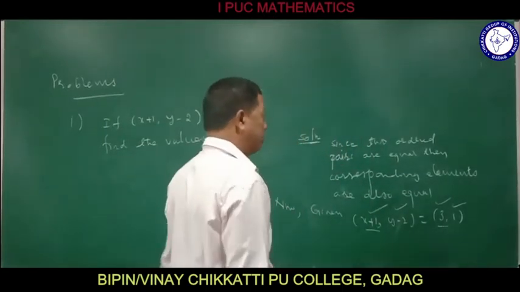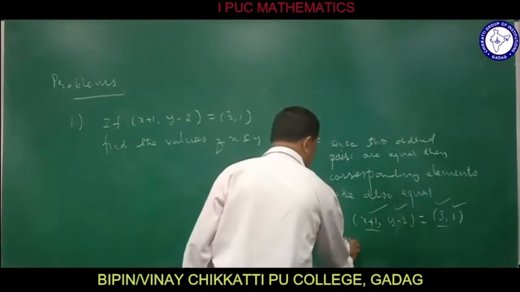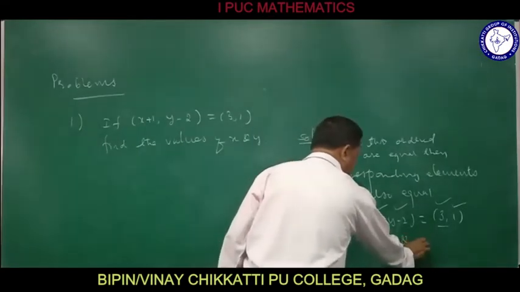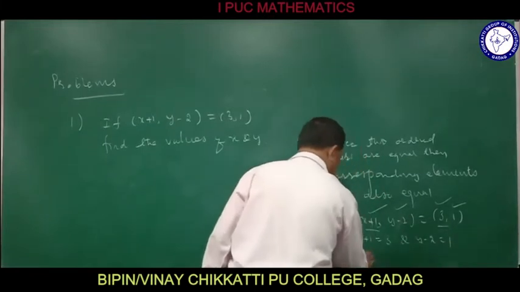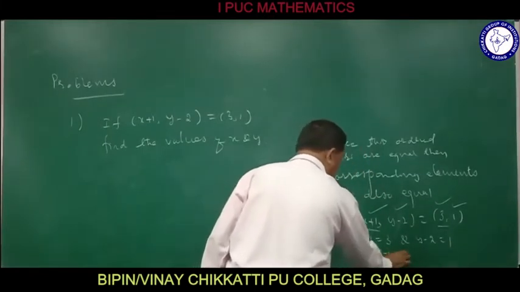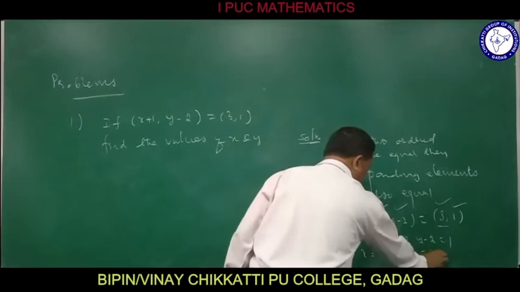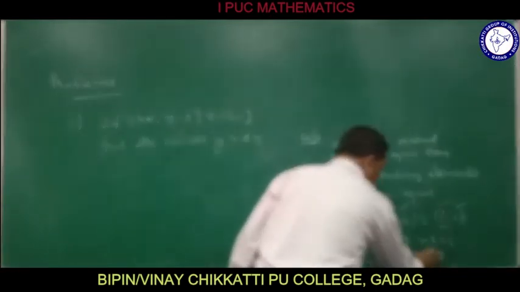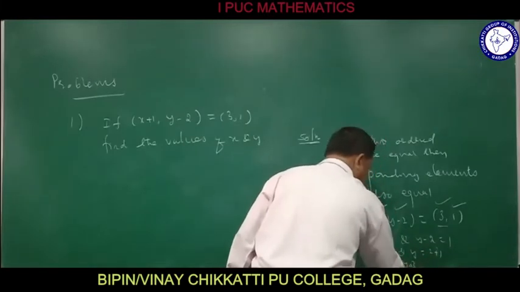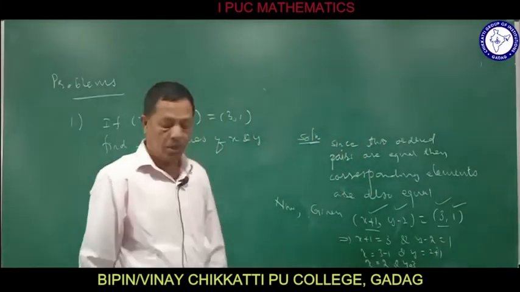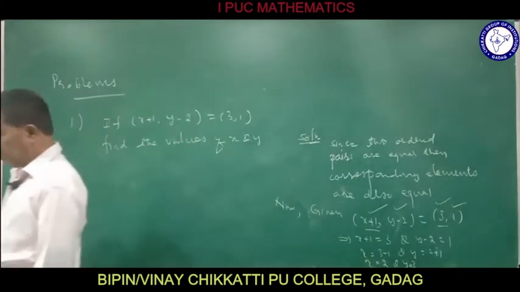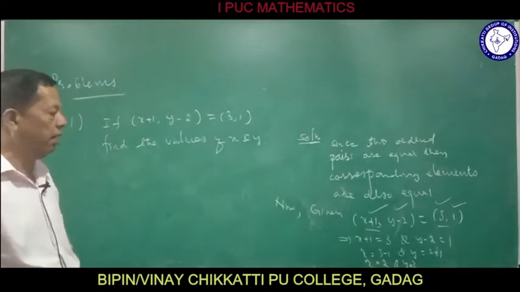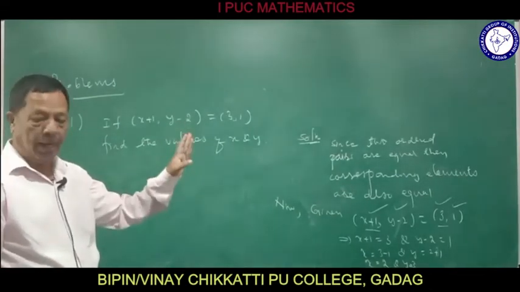Corresponding elements means that x plus 1 equal to 3 and y minus 2 is equal to 1, so x is equal to 3 minus 1 and y equal to 2 plus 1. x is equal to 2 and y is equal to how much? 3. So the question is finding the values of x and y. And what are the values of x and y here? You have got x is equal to 2 and y equal to 3.